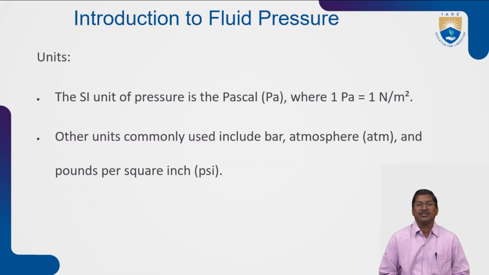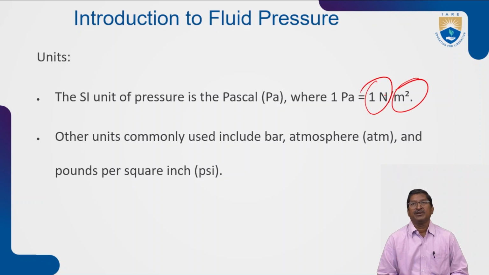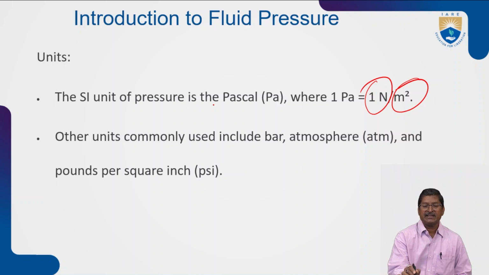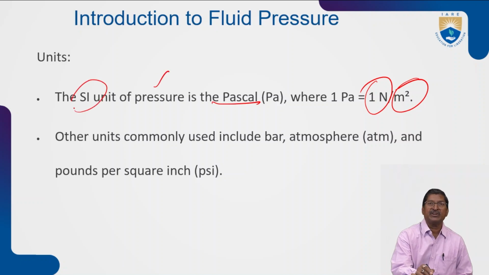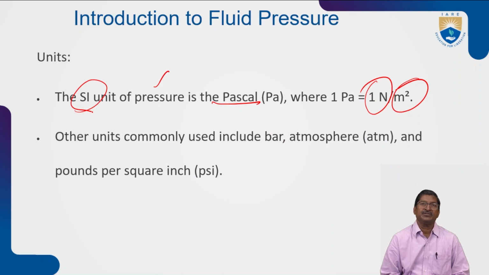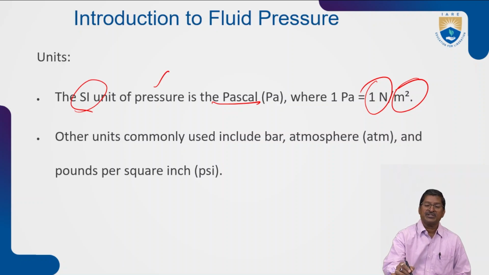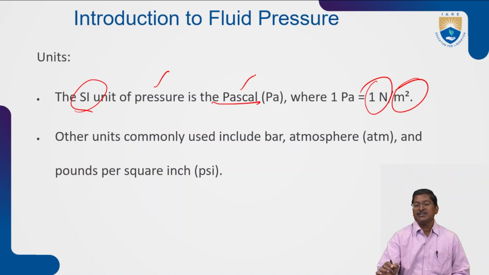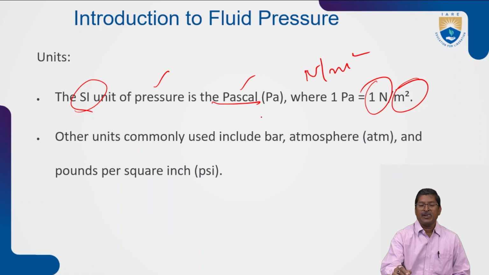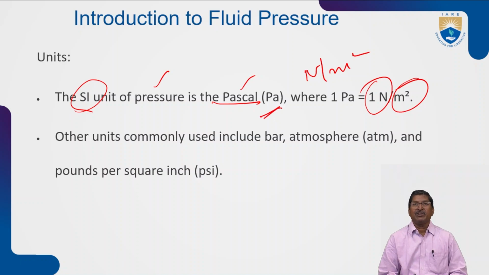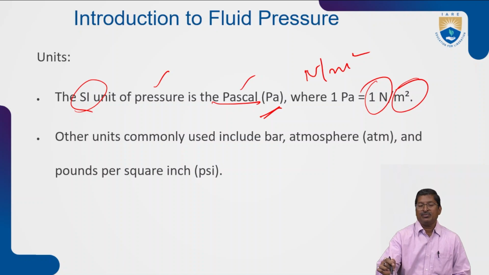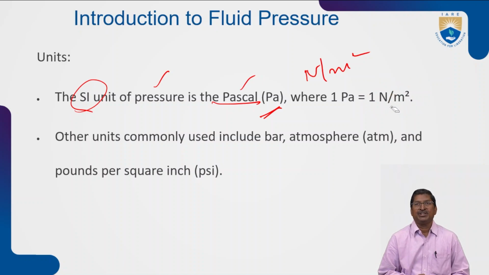If you see the units, what we said is that pressure is nothing but force per unit area. Force is in newtons, area is in meter square. So here the word is Pascal. Pressure is measured in SI units, in terms of Pascals. What is the meaning of Pascal? It is a Newton per meter square, and the symbol is given here, capital P with suffix a. So 1 Pascal is equal to 1 Newton per meter square.